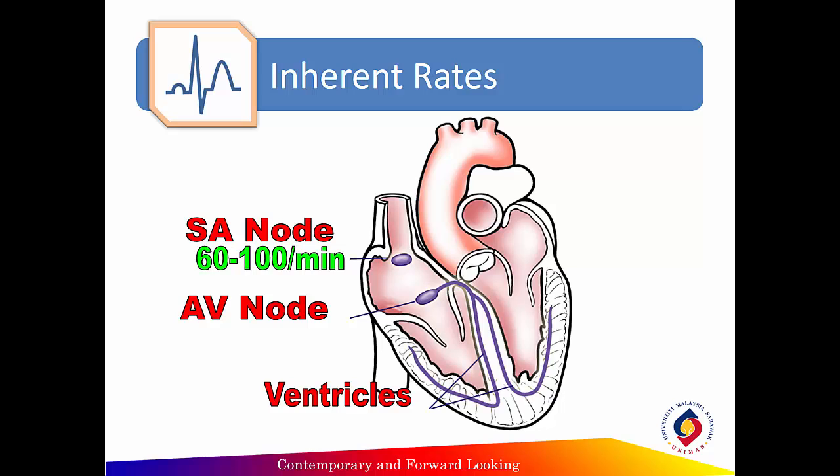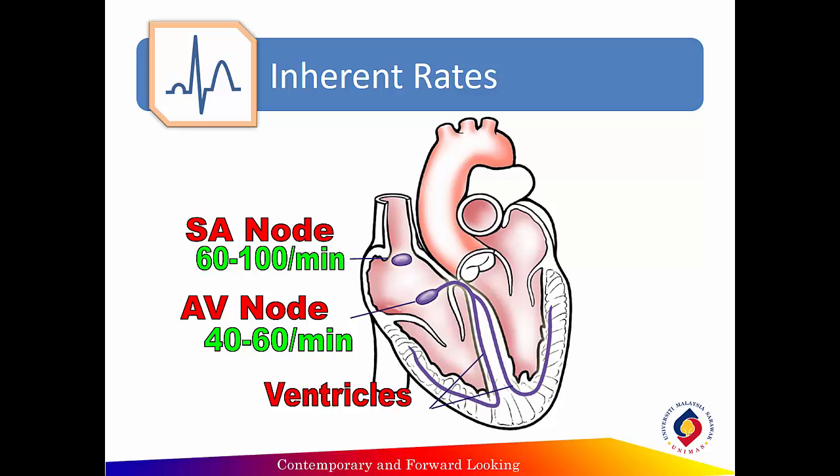If the SA node fails to generate an impulse, the role is taken over by the AV node. Its inherent rate is between 40 to 60 beats per minute. When the rhythm is from the AV junction, a rate of above 60 but below 100 is known as an accelerated rhythm, while a rate of above 100 beats per minute is considered tachycardia.